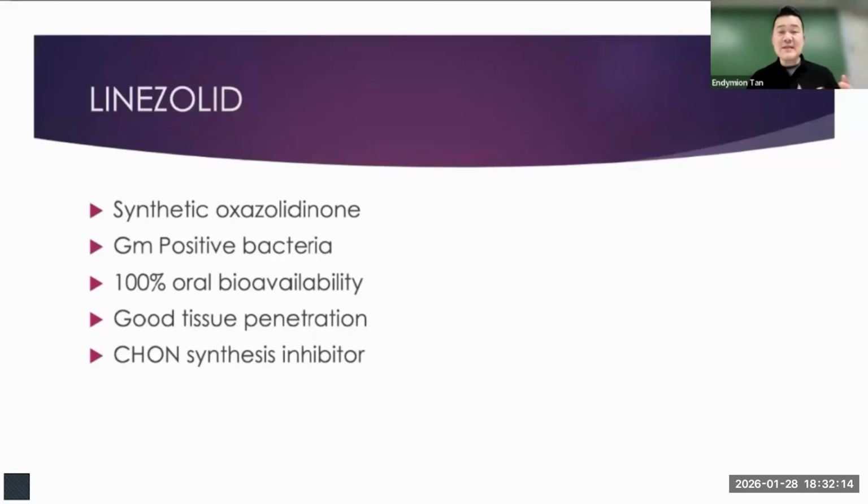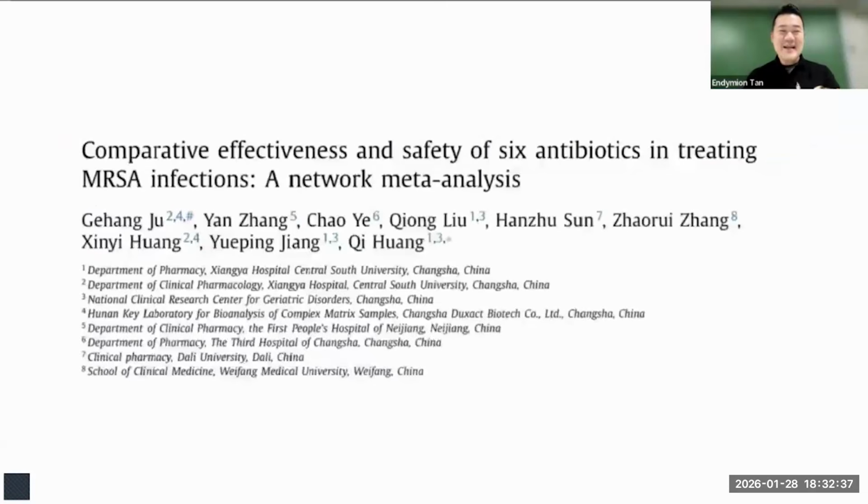And since this is a protein synthesis inhibitor, it would inhibit the 30S and the 50S subunit of the ribosome. So is this time-dependent or concentration-dependent? Later on, we have a slide on some journals to tell us how we should give these kinds of antibiotics. So let's wait for that slide to come. I have here some journals. This is the first journal. Since we want to talk more about linezolid, this journal is basically comparing the effectiveness and safety profile of 6 antibiotics in treating MRSA infections, and this is a network meta-analysis.